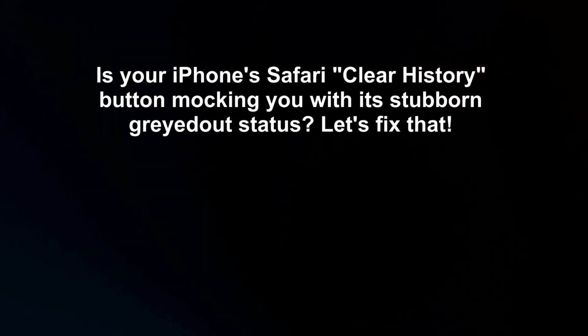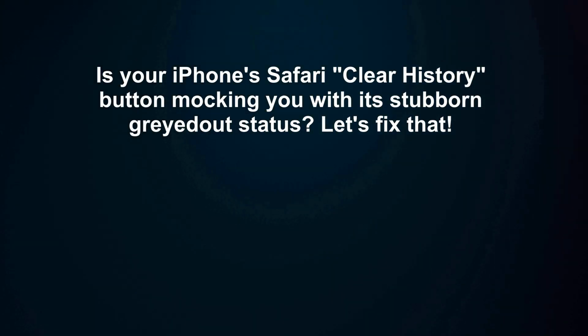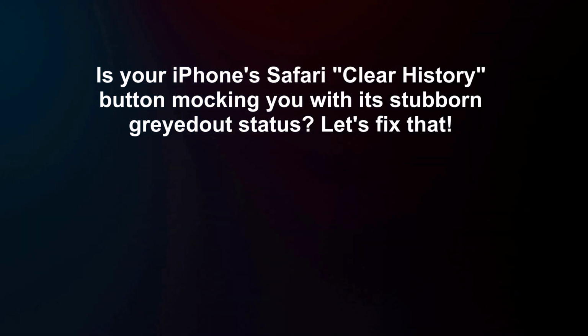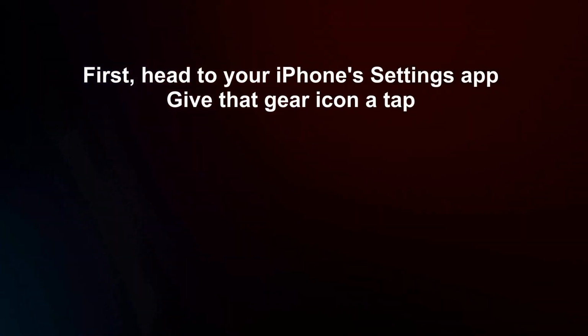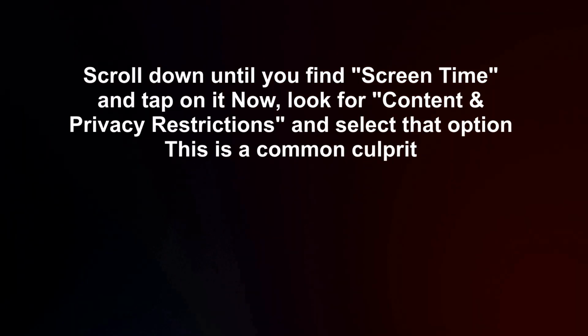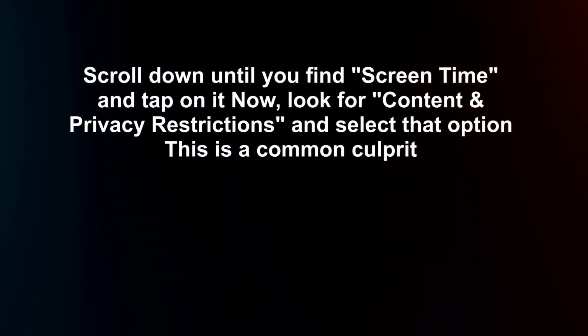Is your iPhone Safari Clear History button mocking you with its stubborn grayed out status? Let's fix that. First, head to your iPhone Settings app, give that gear icon a tap. Scroll down until you find Screen Time and tap on it.